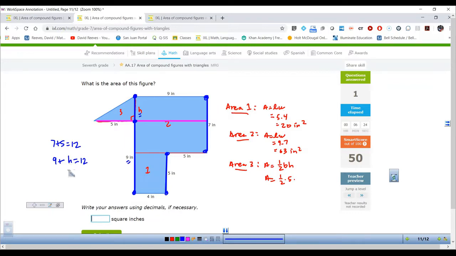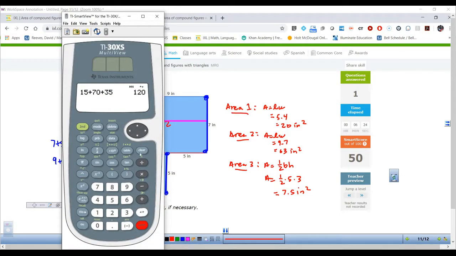Well, that means h is going to be 12, take away 9. And when you do 12, take away 9, you get 3. All right? So that means that h is equal to 3. So that means our triangle is 1/2 of 5 times 3. All right, so half of 5 is 2.5. 2.5 times 3 is 7.5, or we could have done 5 times 3 is 15 and done half that way. Okay, so we have 20 plus 63 plus 7.5 for our total area.